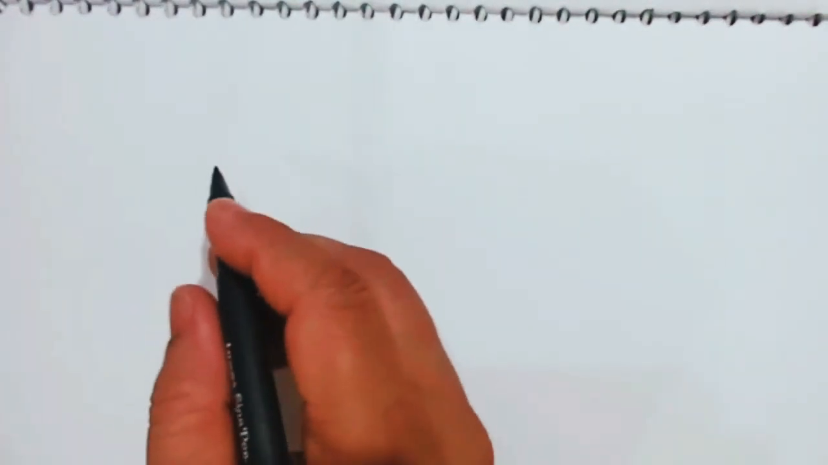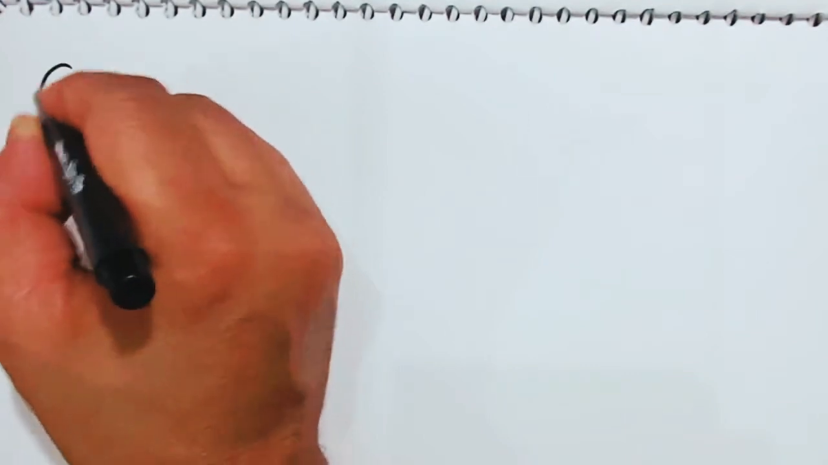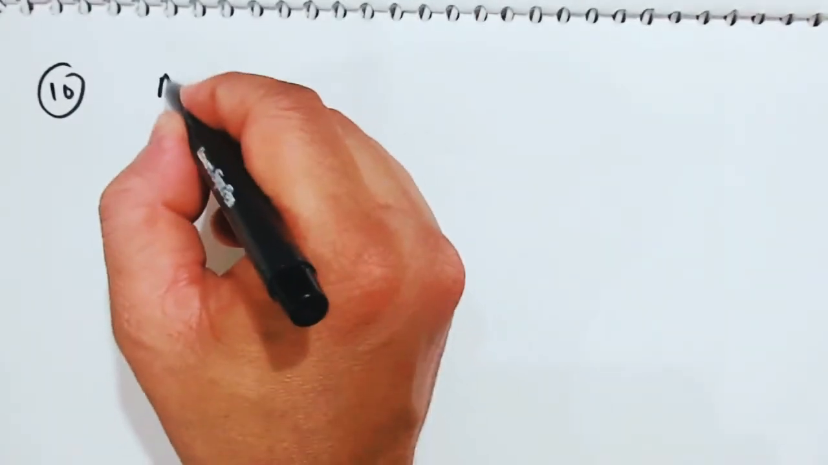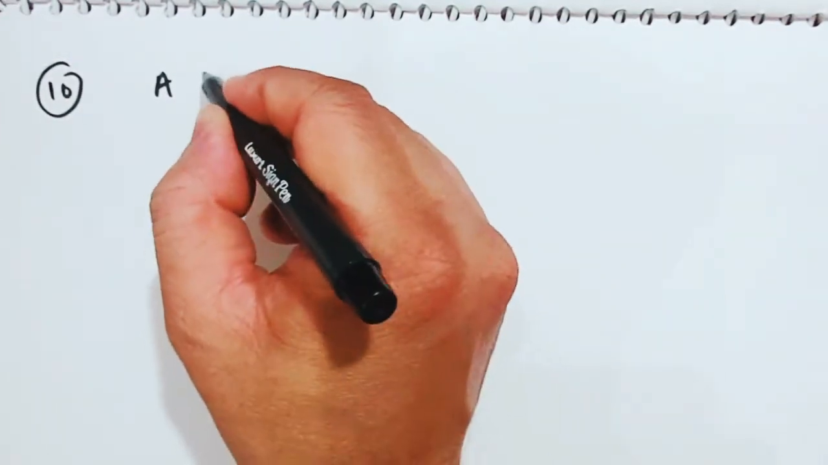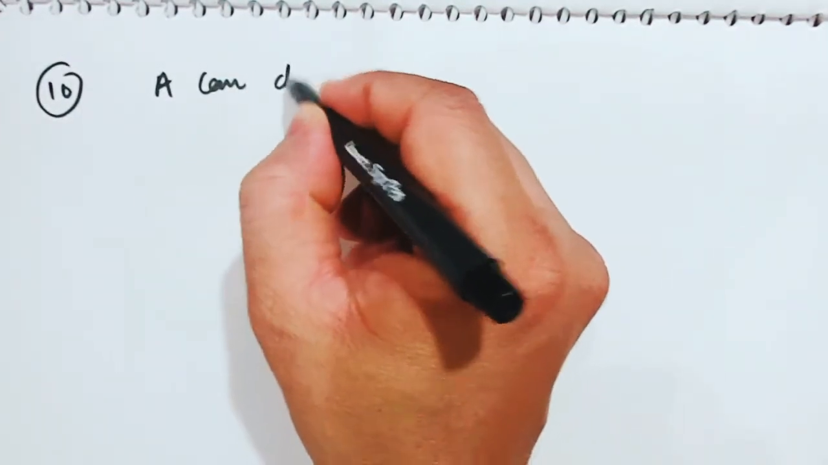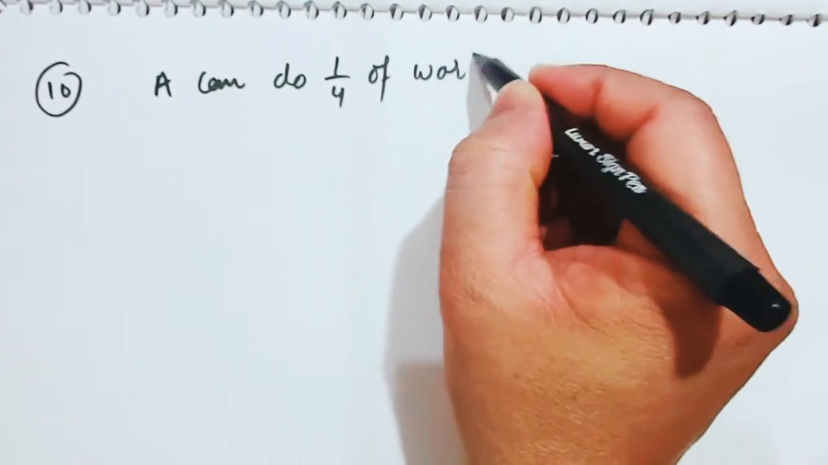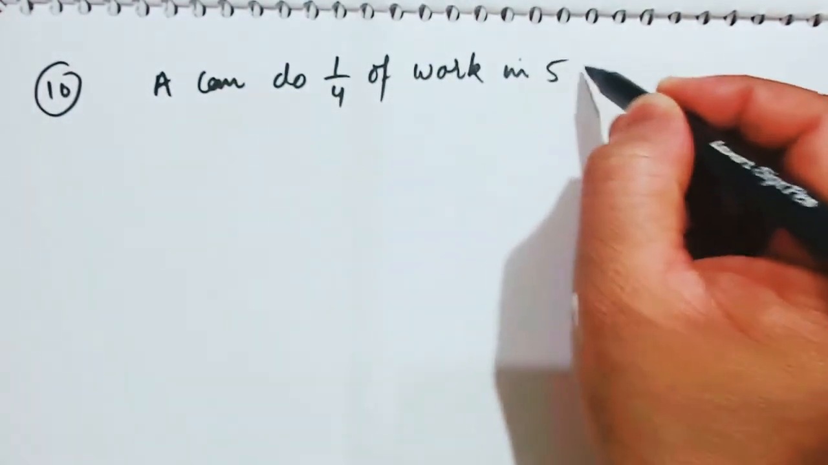See, A can do 1/4 of a work in 5 days. Come on, let's see here. So in number 10, what do we have? A can do 1/4 of the work in 5 days.